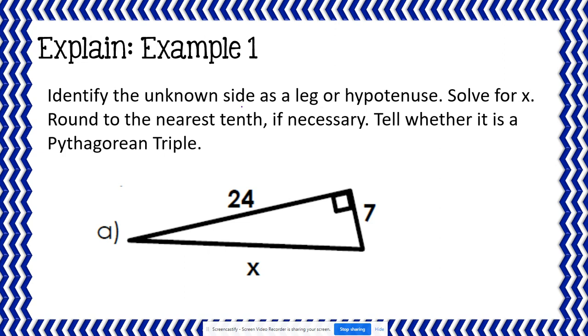Identify the unknown side length as a leg or hypotenuse and solve for x. Round to the nearest tenth place if necessary and tell whether it is a Pythagorean triple. Well, in this problem, you see that we're missing x. X is opposite of the right angle. Since it is opposite of the right angle, we are missing the hypotenuse.